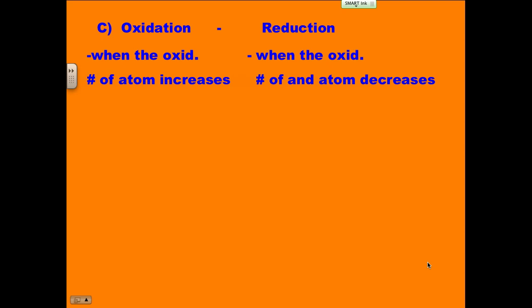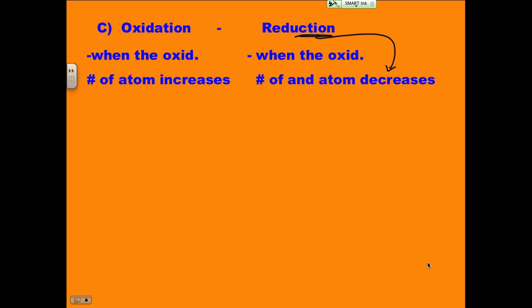When something goes through oxidation, it's when the oxidation number of an atom increases. When it goes through reduction is when the oxidation number decreases, which makes sense. That's why it's called oxidation and reduction. The reduction is when the oxidation number decreases.